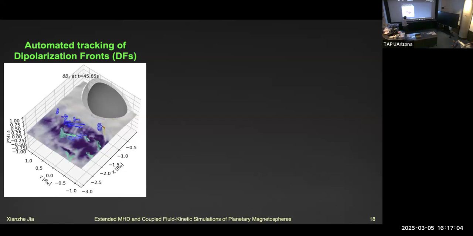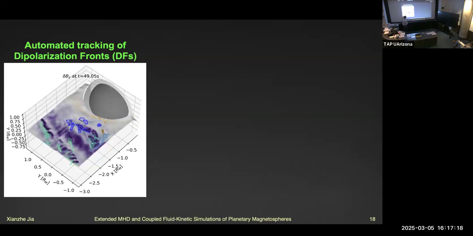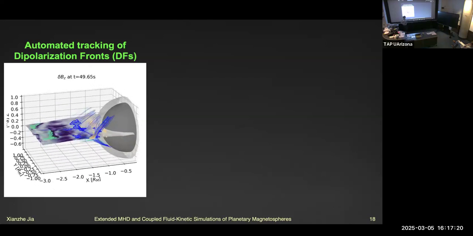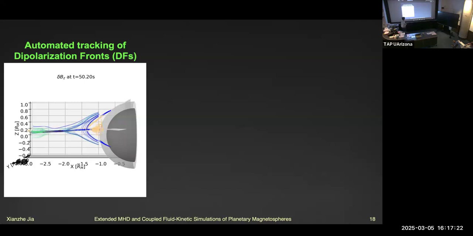So the green means they're open flux ropes, meaning they're connected to the solar wind, and the blue means they're connected to Mercury as closed magnetic field lines. Okay, the idea is he wanted to know which of these are truly so-called dipolarization fronts, which are flux ropes. And if you look from the side, you can clearly see this different magnetic topology: these open field lines and flux ropes, and these blue ones are closed field lines that are basically bombarding the inner magnetosphere of Mercury.